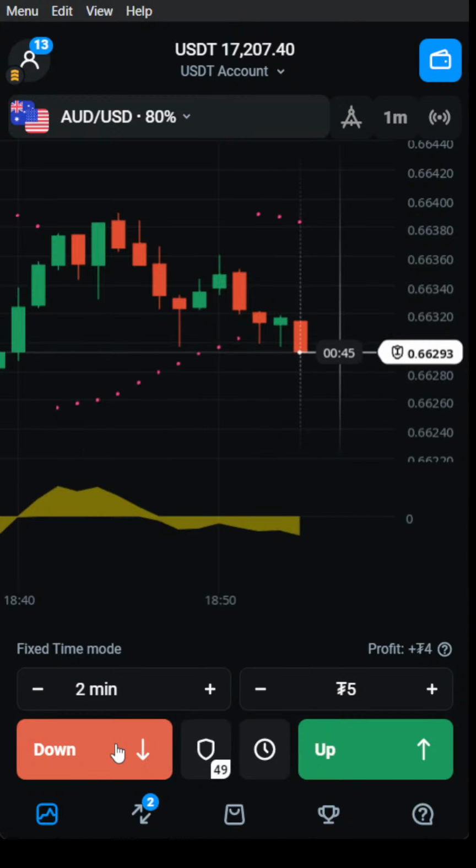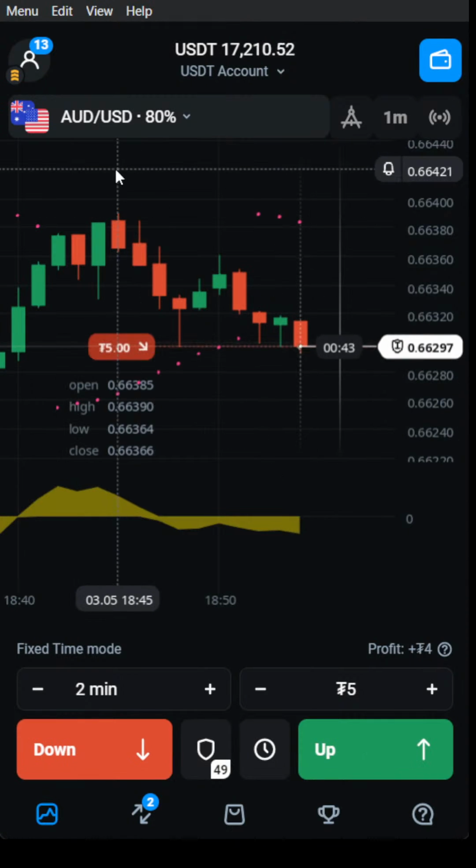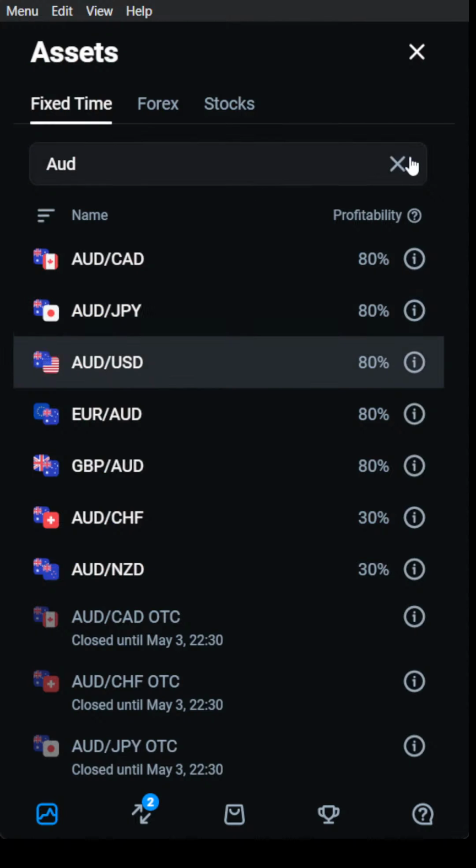So we can make a down trade here as well. Let's do that and move to other assets.